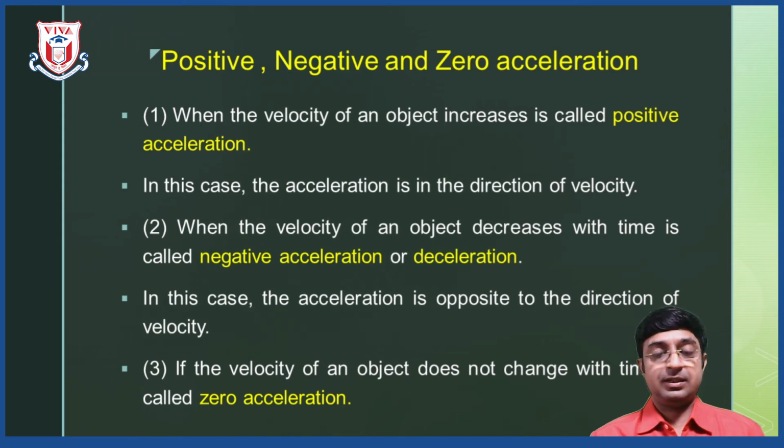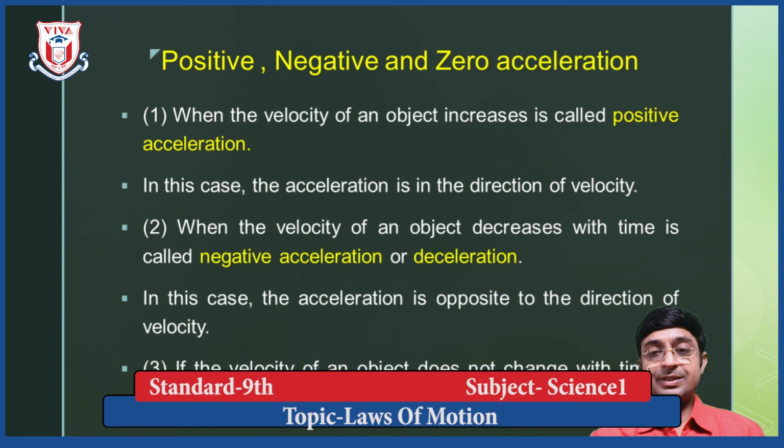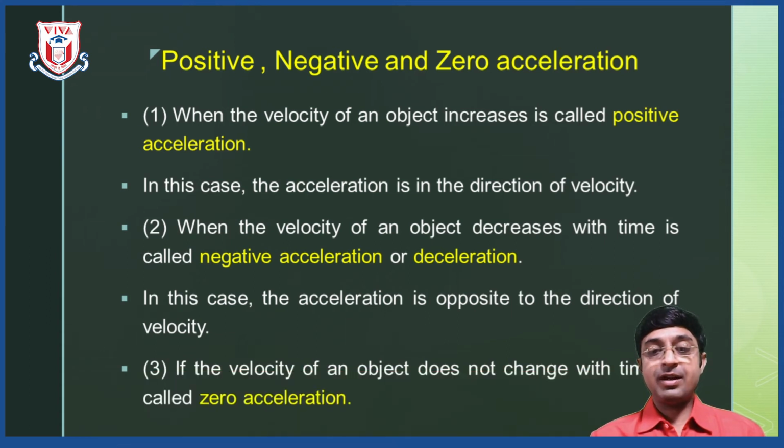For example, when we start a vehicle or bicycle, what happens? Initially our vehicle is at rest. After applying the force, the velocity produced is in the direction of acceleration. So with respect to time, our bicycle's velocity increases. That's why velocity increases, and in the same direction acceleration is produced. Are all getting this?